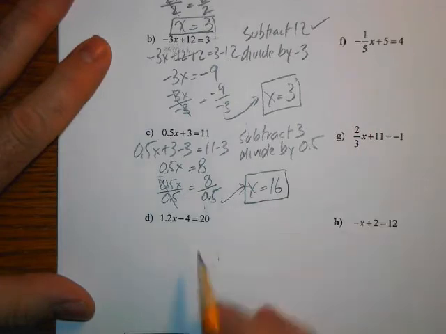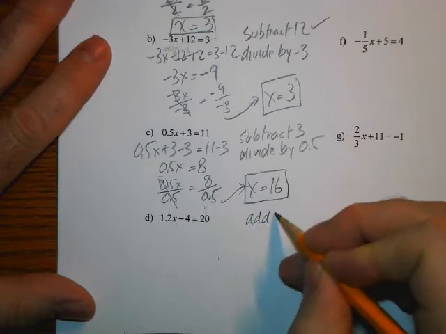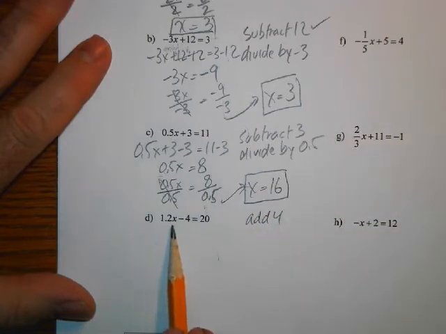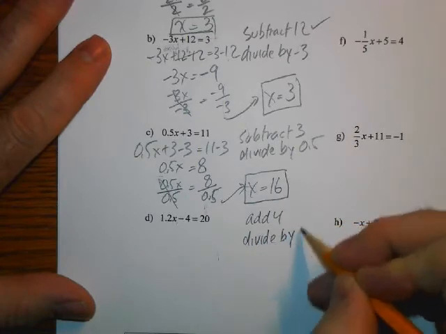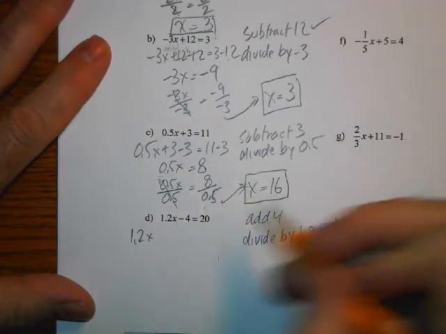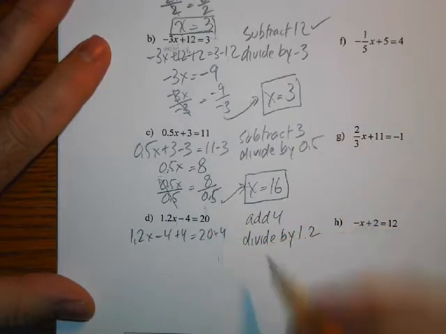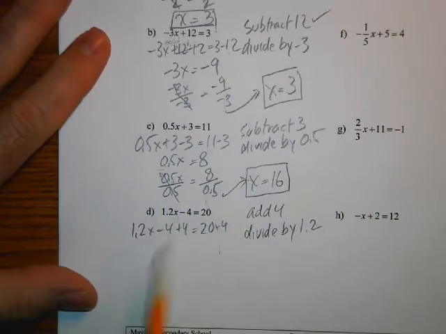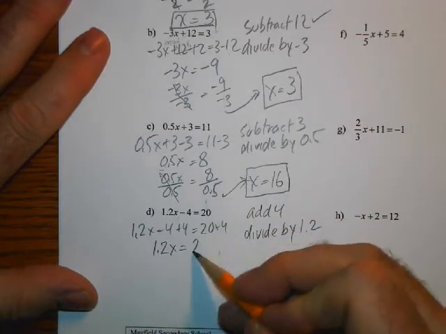Okay, this one here, hopefully we're getting the hang of the steps. So to undo this, first of all, I'm going to undo the subtract 4, so that's add 4. And then I'm going to undo the multiply by 1.2, which is divide by 1.2. Okay, if we actually do that now, 1.2x minus 4 plus 4 is equal to 20 plus 4. The minus 4 plus 4's cancel, so I have 1.2x is equal to 24.